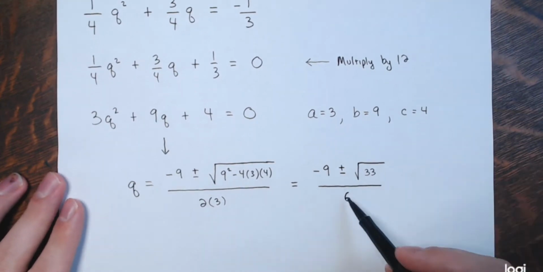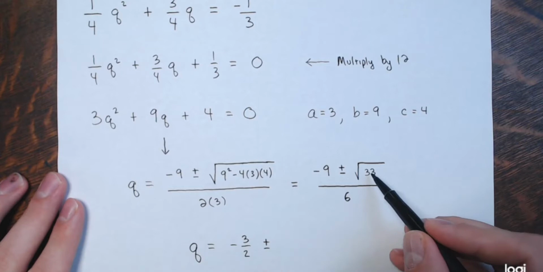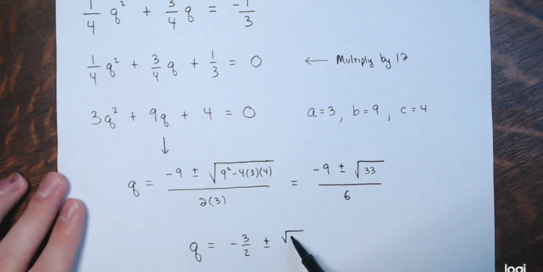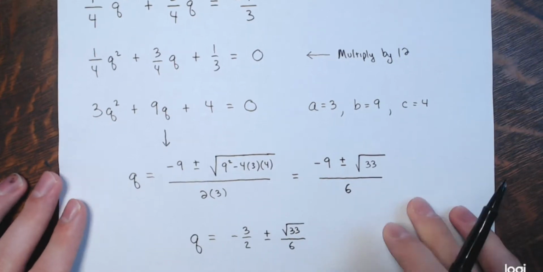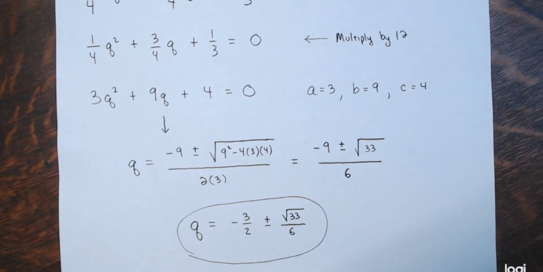And then if I divide each term up top by 6, we're getting the following solutions. Q equals negative 9 divided by 6, that's negative 3 halves when you reduce it. Then we have plus or minus, and the square root of 33 doesn't simplify, that's 3 times 11. So we just have the square root of 33, divided by 6. There you go. All right, here are our two solutions, and again, I'll write each of these separated by a comma.